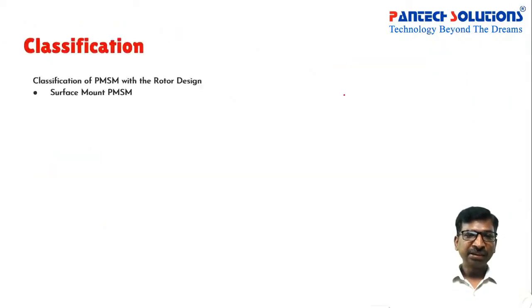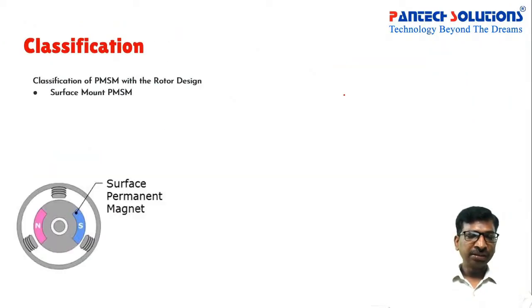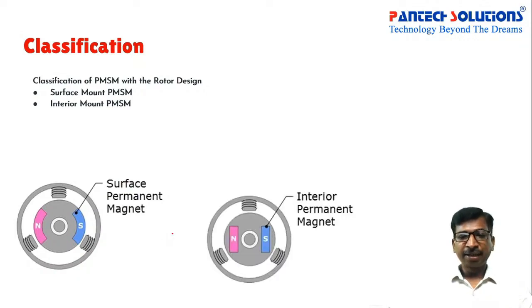See here the classifications: surface mount is one type, and another one is interior mount PMSM. For example, in the rotor area, the magnets are placed over the surface of the outer area of the rotor. So this is called the surface mount PMSM. Similarly, the interior mount magnet rotor type PMSM. Here the magnets are placed inside the machine.